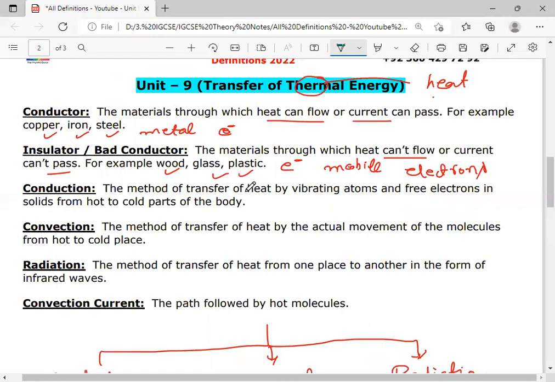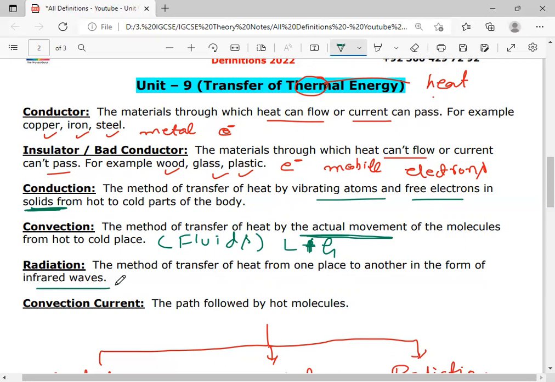Conduction: the method of transfer of heat by vibrating atoms and free electrons in solids from hot to cold parts of the body. Convection: the method of transfer of heat by the actual movement of molecules from hot to cold place, and it is related with fluids, that is liquid and gases. Radiation: the method of transfer of heat from one place to another place in the form of infrared waves, that is, there is no need of a medium in this mode of transfer of heat.